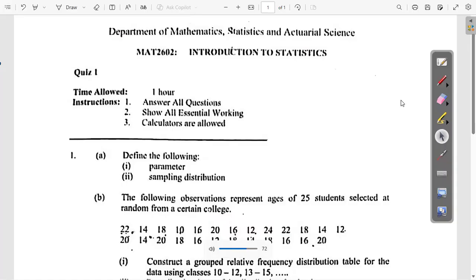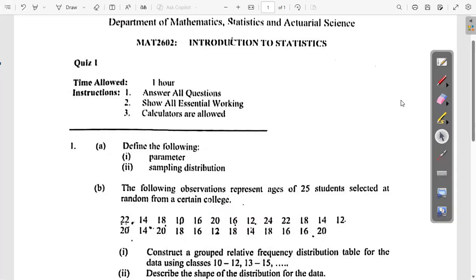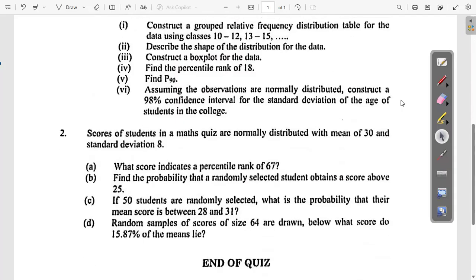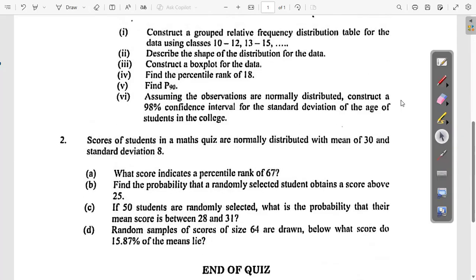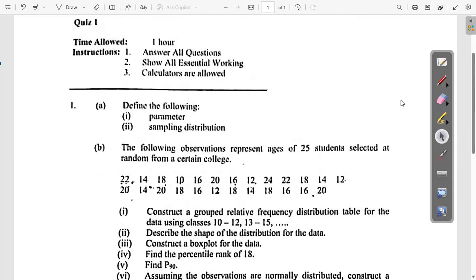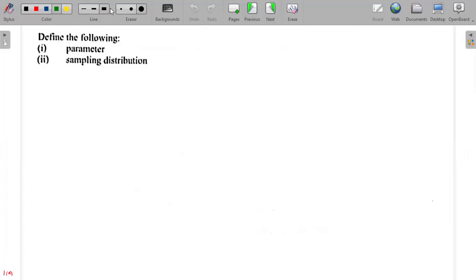In today's lesson, we are going to be revising our questions from quiz 1, and the course is Introduction to Statistics. We just have two questions in this particular quiz, and we're going to go over all the questions that we can see here. So we start from question 1.